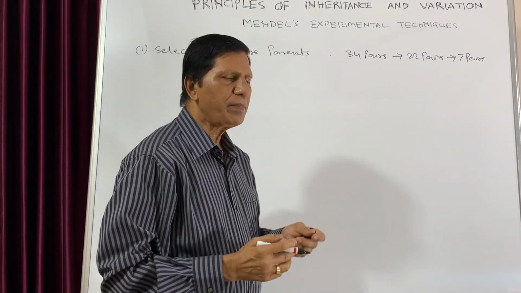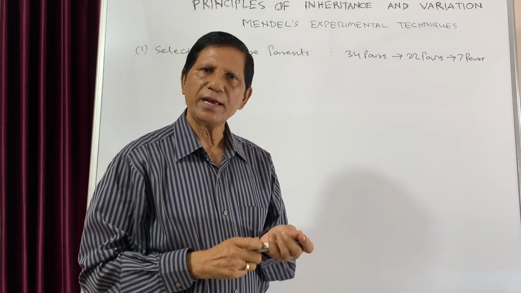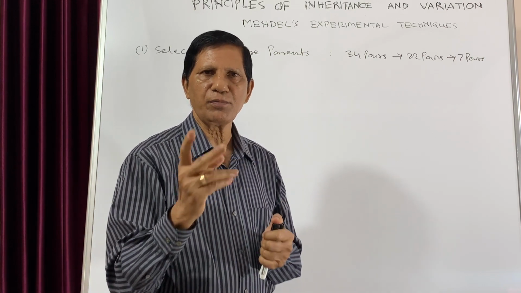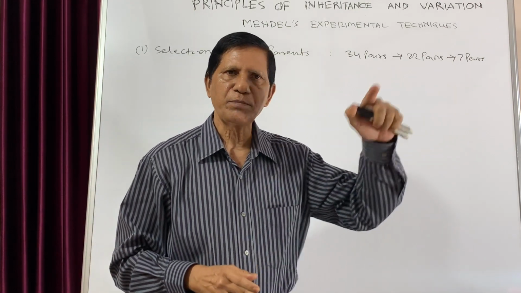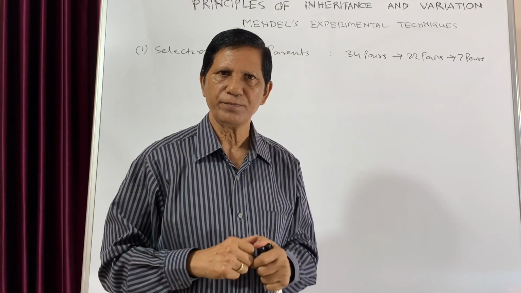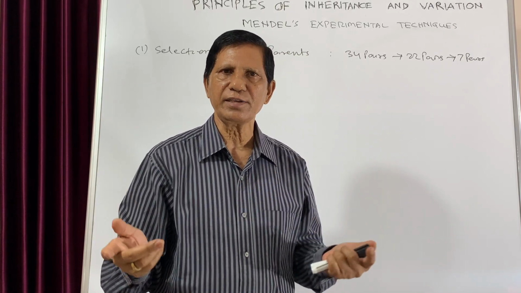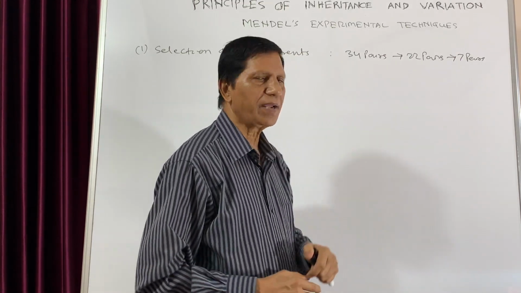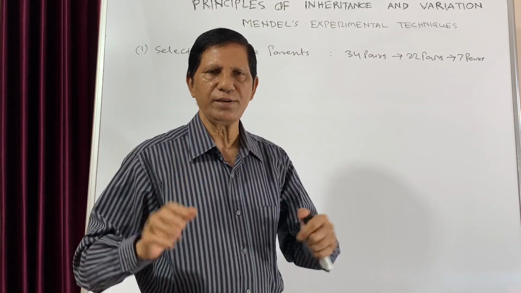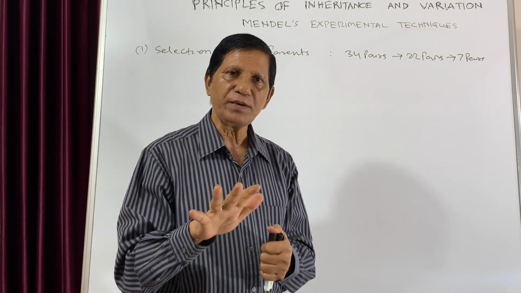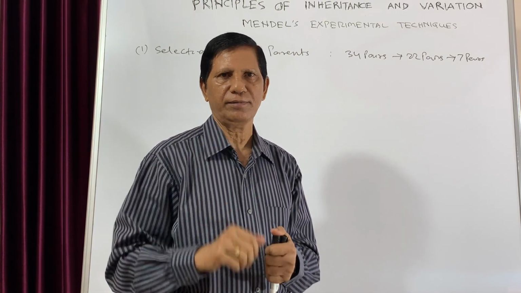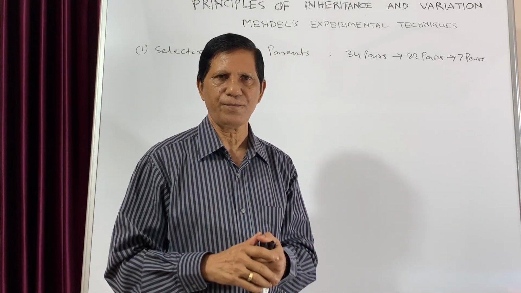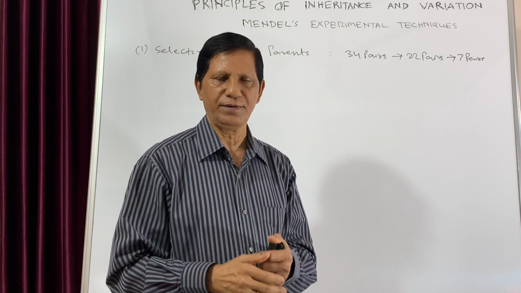Now, the 7 pairs of contrasting characters are present in 14 plants. Suppose we take the tall and dwarf contrasting character, that means one plant will be tall, another plant will be dwarf. Suppose you take round or wrinkled seeds, one plant will have round seeds, the other will have wrinkled seeds. So for 7 pairs of characters, there will be 14 varieties. But these 14 varieties should be pure breeding, true breeding, pure lines. How can we determine it?